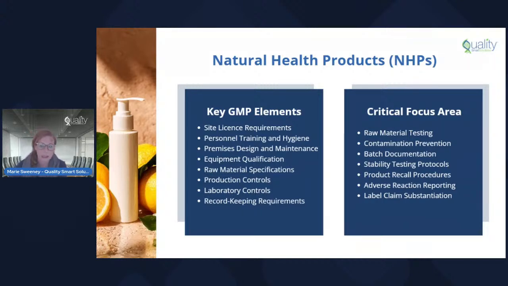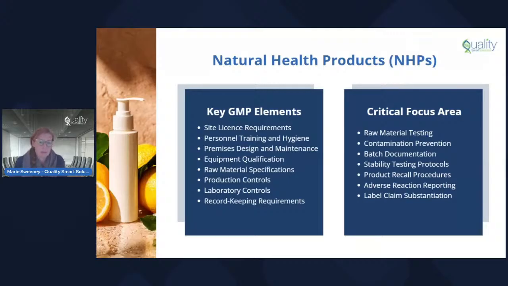And then what are the key critical focuses when we are looking at natural health products and NHP site licensing? Raw material verification. Number one, implement mandatory testing to ascertain a true identity of all of your ingredients. You want to prevent contamination by establishing a robust measure to guard against any microbial, chemical, or cross-contamination. Batch record keeping. Again, documentation, documentation, documentation.